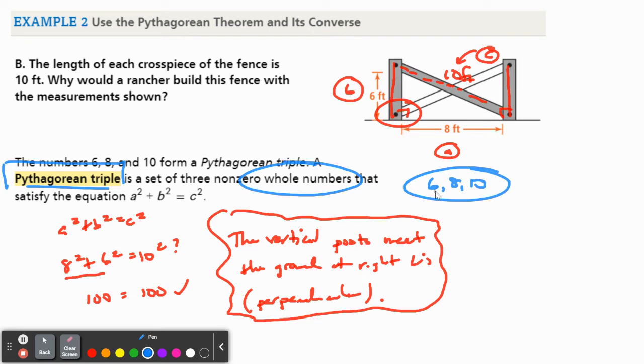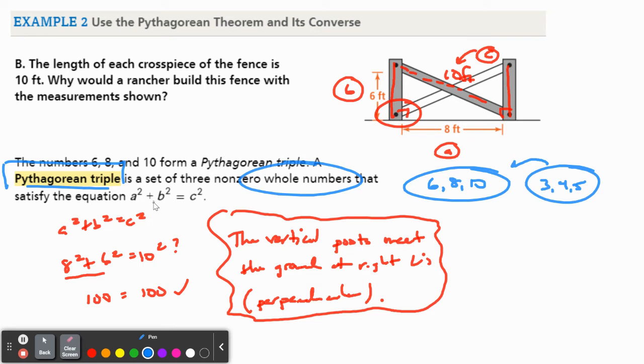Now, actually, if you divide those by 2, you get 3, 4, 5. 3, 4, 5 is one of the most famous Pythagorean triples. And again, as you can see, it's proportionate. You can multiply. It's a ratio. You can multiply all the numbers by the same number, and you get infinitely many Pythagorean triples. Okay, so just keep that in mind as you take further mathematics.